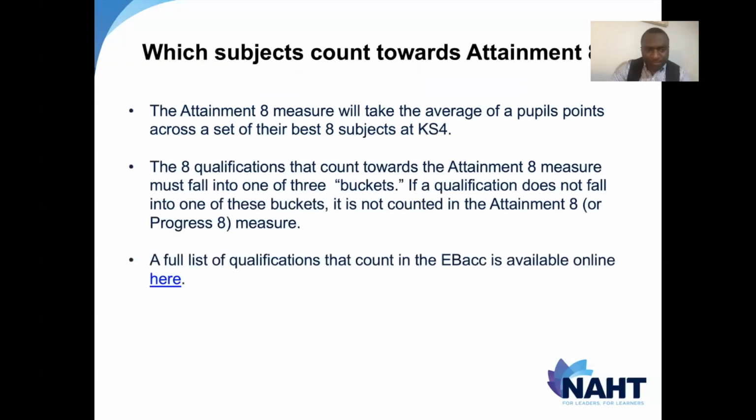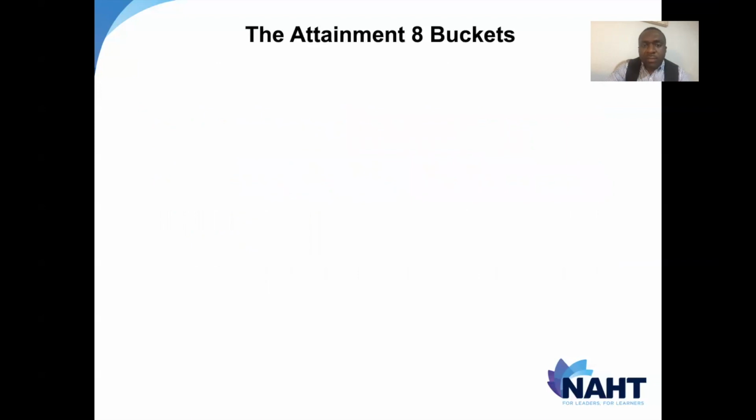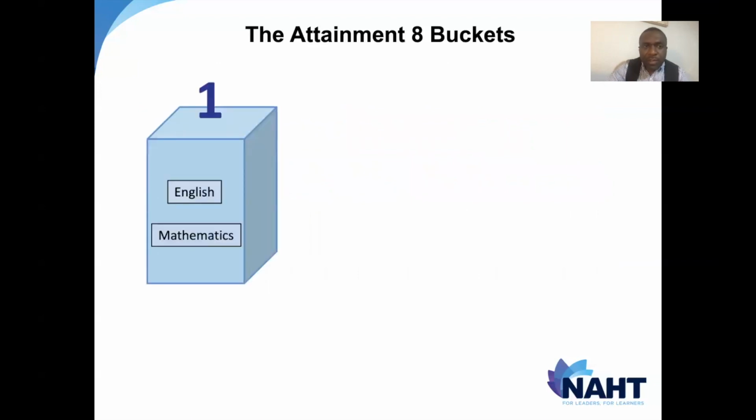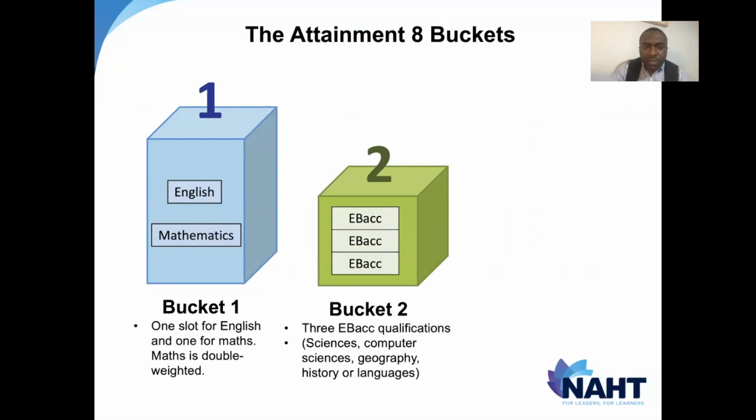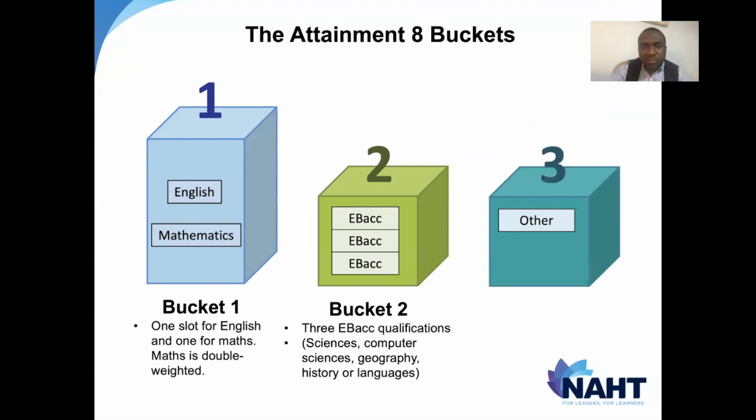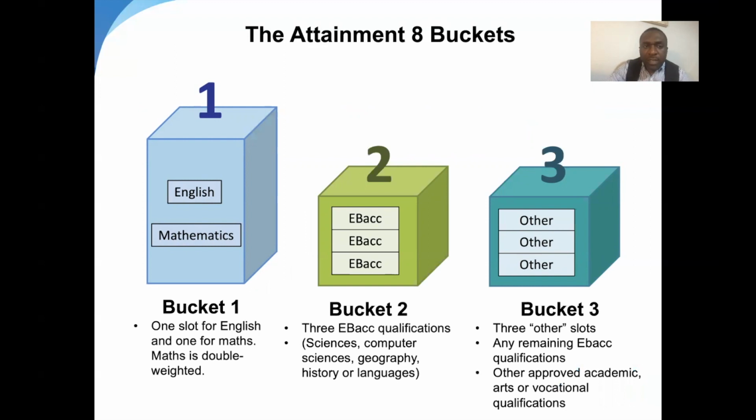What subjects? So let's go into how the subjects are categorized. There are 3 buckets. Bucket 1 is English and Maths. Bucket 2, the e-baccalaureate, so science, computer science, geography, history, and languages. And others will fall over here. Now, bucket 1 has different weighting. So this is double weighted. For English, it's English language and English literature. For Maths, it's double weighted.